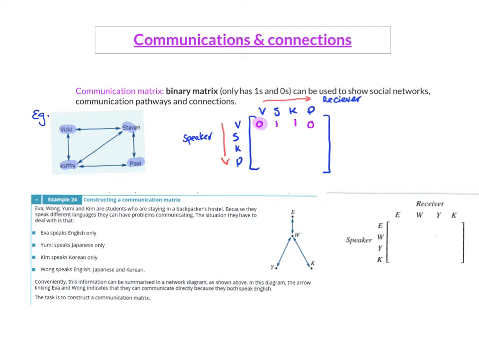So we'll look at Stephen. Stephen can communicate with Vicky, not with himself. Can he communicate with Kathy? Yes, and Paul. So there I go. Kathy to Vicky, yes. Kathy to Stephen, yes. Not Kathy to Kathy. And Kathy to Paul, yes. Paul to Vicky, no. Paul to Stephen, yes, and Kathy, yes, and not to himself.